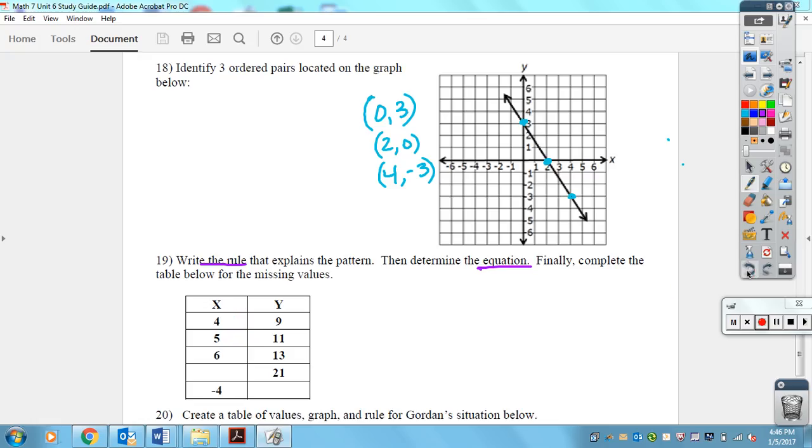So maybe it's some multiplication type thing. If I multiply this by 2, I end up 1 short. If I multiply this one by 2, well, hey, it's not quite the same.